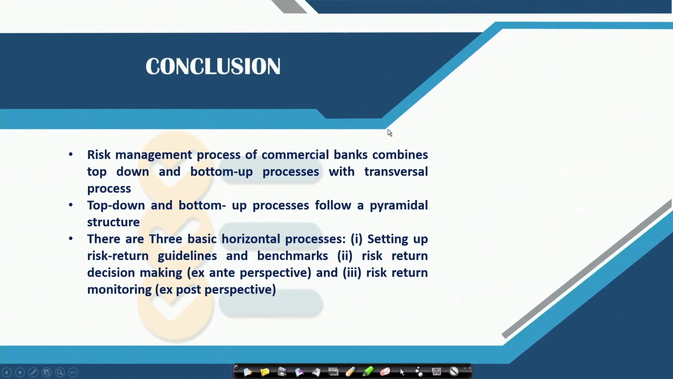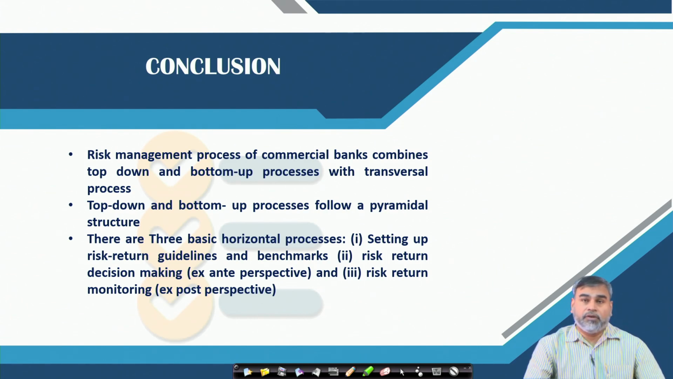So, these are the major things we have discussed in this particular session. The risk management process of a commercial bank combines both top down and bottom up processes with the transversal process. Both horizontal and vertical processes work, that means it is an integrated approach the commercial bank follows, and top down and bottom up processes follow a pyramidal structure, where it goes from transactions to the global target level, whatever we have fixed. There are three basic horizontal processes: setting of the risk return guidelines and benchmarks, risk return decision making, and risk return monitoring. This gives you an idea of the complete risk management process of a particular bank, and accordingly we have to decide how we can manage our risk or minimize the risk to maximize our return, as well as profitability and liquidity.